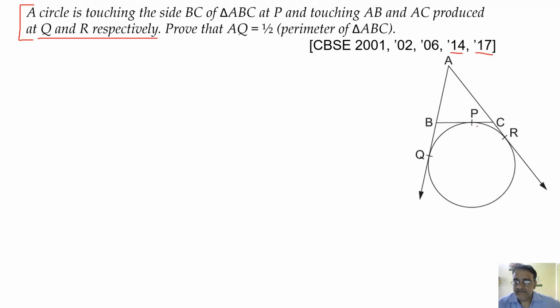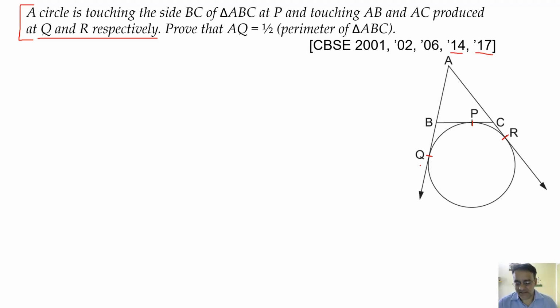Okay. So the circle touches BC at point P, it is given, and when we extend AB, it will touch the circle at points Q and R. Now what we have to prove is that AQ is equal to half of the perimeter of triangle ABC. So let us start with the first step.